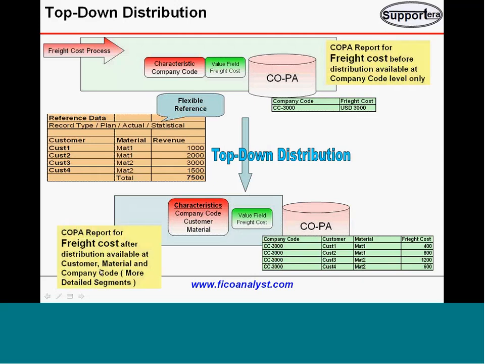Like I mentioned the other day, right? So once after the top-down distribution in COPA tables, you will have much more detailed information like company code, customer, material, and freight costs distributed like this. And depending upon material and customer combinations, there may be some other characteristics derived. Okay, that's what we will see right now.